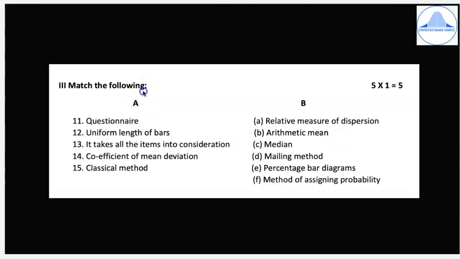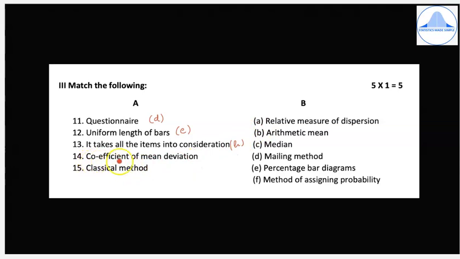Third main: match the following. 5 into 1 is equal to 5. So 11th question, questionnaire. Questionnaire is a mailing method. So here I'll write the correct answer, that is D. Uniform length of bars, that is nothing but a percentage bar diagram. 13th one, it takes all the items into consideration, that is nothing but the arithmetic mean.